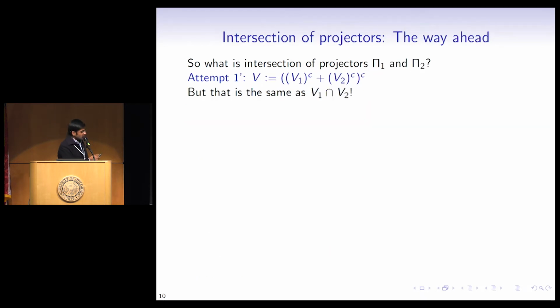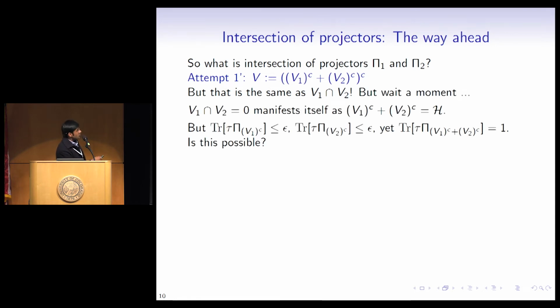Now let's try and go back to our old viewpoint where we are taking the intersection of the vector spaces, but in a different way. So let's say V is nothing but the span of V1 complement, V2 complement, and the complement of the span. So this is the same as V1 intersection V2. Now, how does V1 intersection V2 equal to 0 manifest itself in this setting? Since V1 intersection V2 is equal to 0, the span of V1 complement and V2 complement is nothing but the whole of the Hilbert space H. This leads to an anomalous phenomenon.